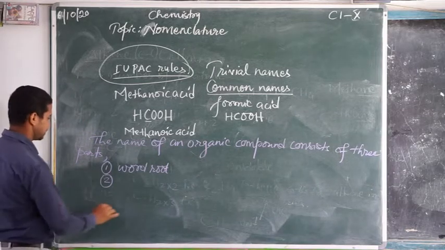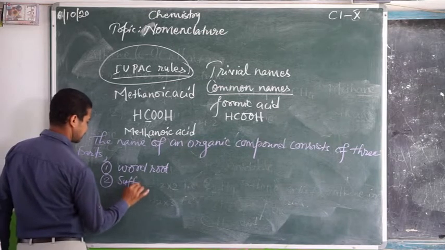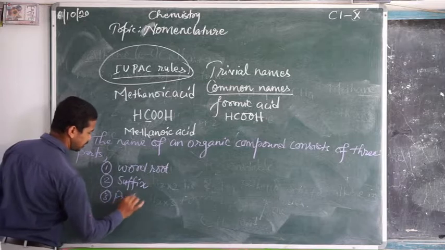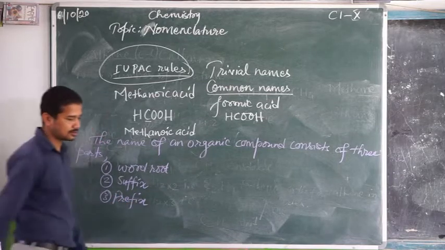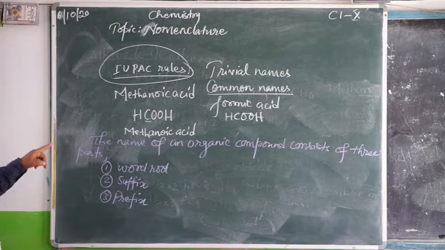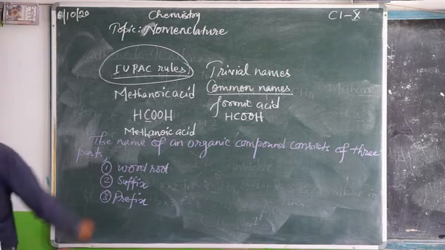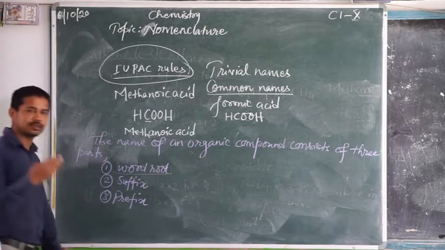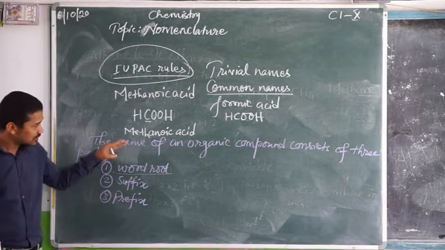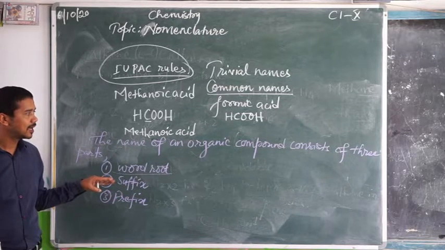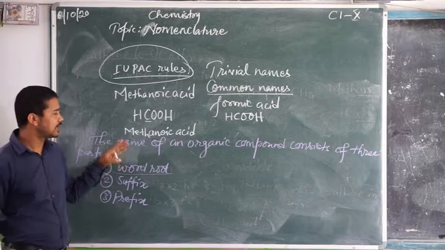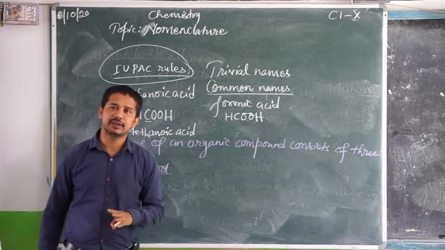Number two is suffix. Number three is prefix. So, number one is word root or root word. You can say root word or word root. Then two is suffix, then three is prefix. So these are the three parts of the name of an organic compound.